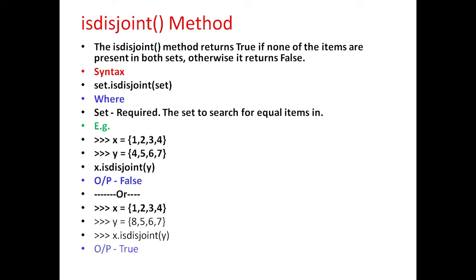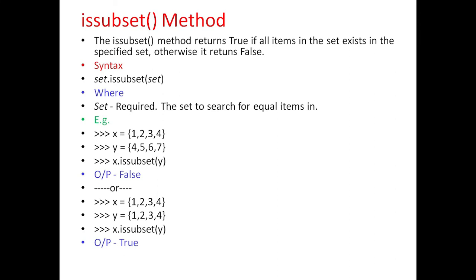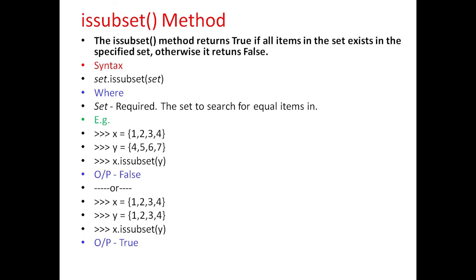And if we define the set x with elements 1, 2, 3, 4 and y with 8, 5, 6, 7, and if we use x.isdisjoint(y), it will give the output true. Next is issubset. The issubset method returns true if all the items in the set exist in the specified set, otherwise it returns false. General syntax is set.issubset(set), where set is a required parameter.